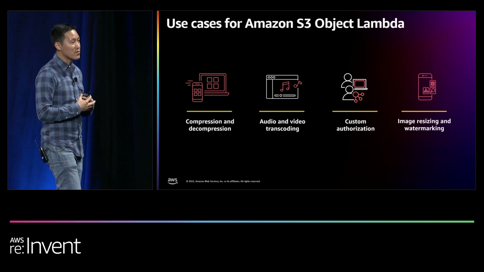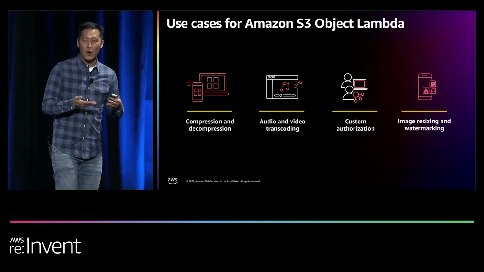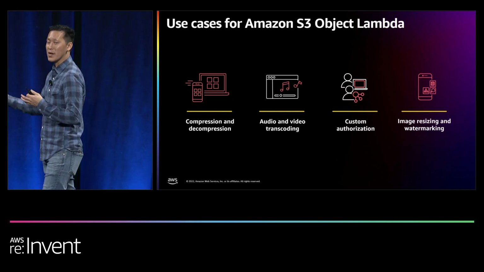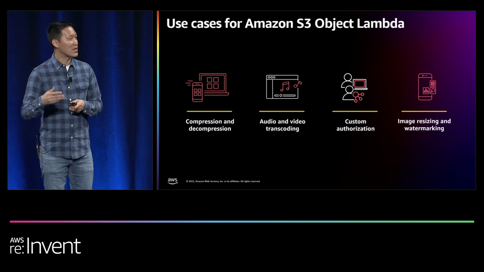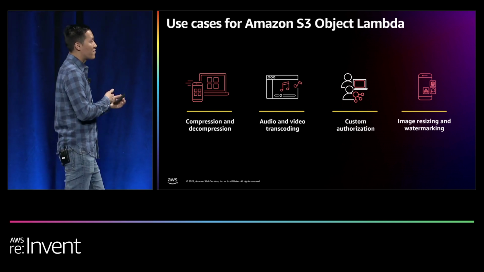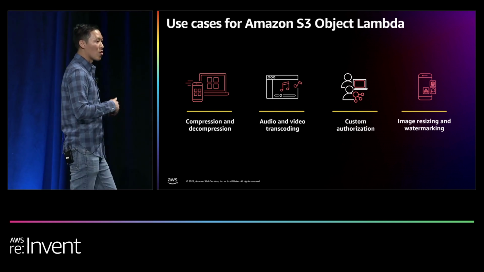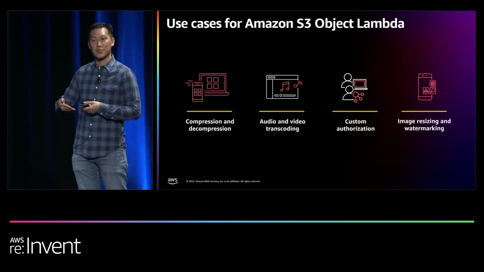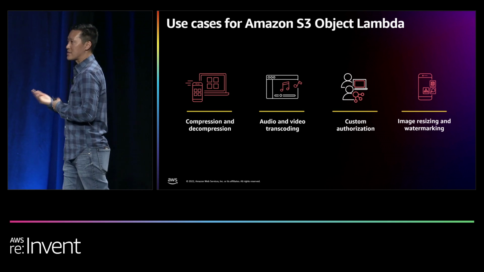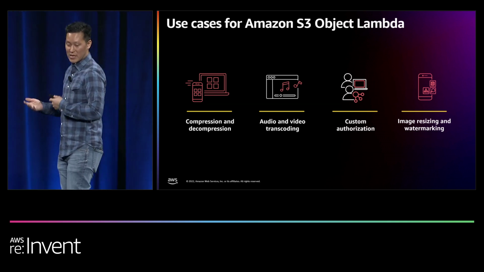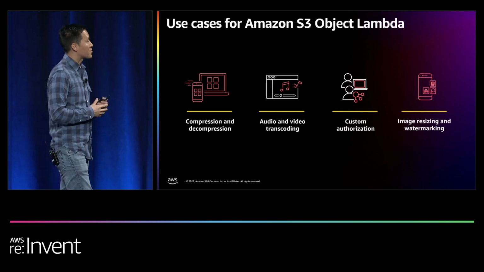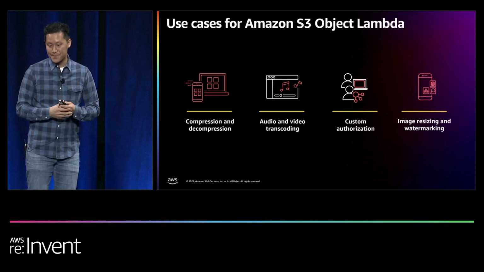Things like audio-video transcoding. Again, we would want to think about whether it's appropriate, because sometimes you have large files, which maybe you don't want to do inline. But if you're transmitting small audio files, and maybe you want to convert from one encoding to another, or maybe you have HLS video files, and you want to down-rev the resolution and do that inline based on small image segments. You could do things like custom authorization, like we were talking about with redaction. And then we also talked about image resizing and watermarking.